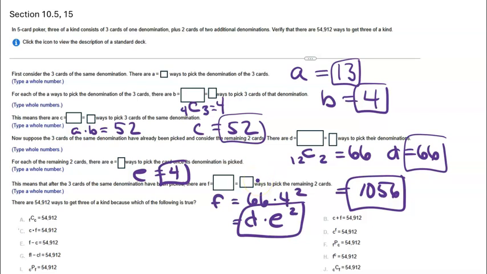Okay, and then the last, it says there are 54,912 ways to get 3 of a kind, because which of the following is true? Basically, we multiplied all that mess together. So the first way, was that not C, which is 13 times 4, times D times E squared, so that'd be C times F? Yeah, my goodness. Okay, how about that? C times F, which is 54,912. Because this is so confusing, this part.